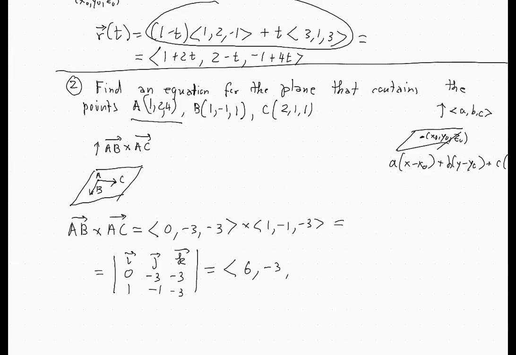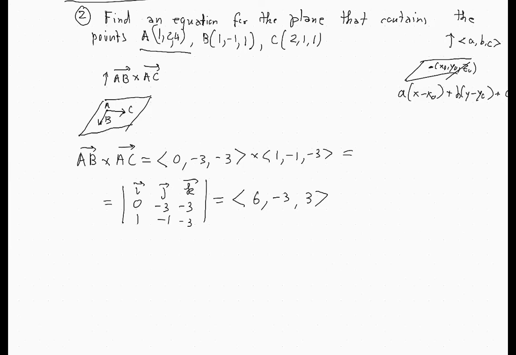You can see that you can take any multiple of it. So for example, you can divide everything by 3 and get 2, negative 1, 1. There's no need to do this. Now I have my normal vector. I have my point, as I said before. So I'm ready to write my equation.